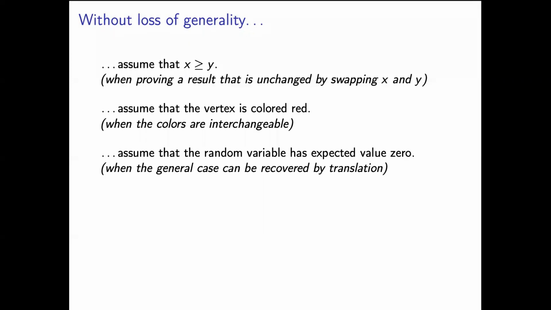And then you prove some theorem about that random variable, and then you extract a more general theorem about some random variable by translating the random variable. And there are plenty of examples of this. This is really pervasive in daily mathematical reasoning.